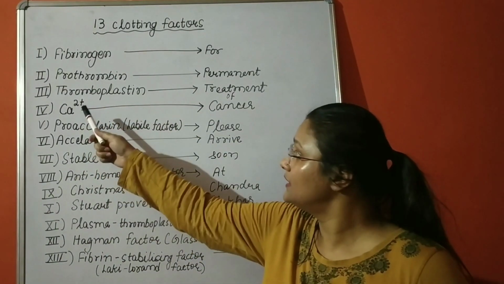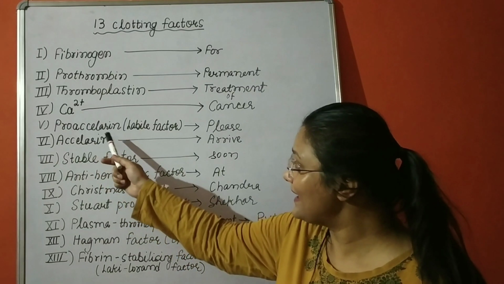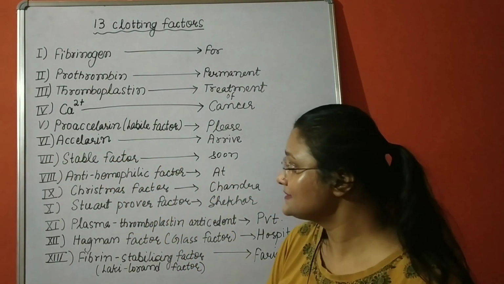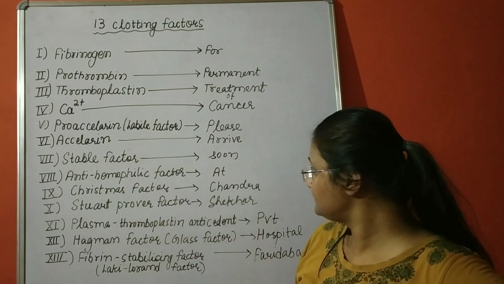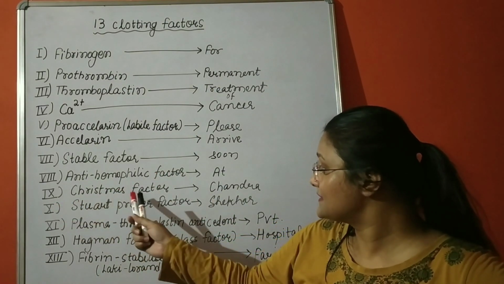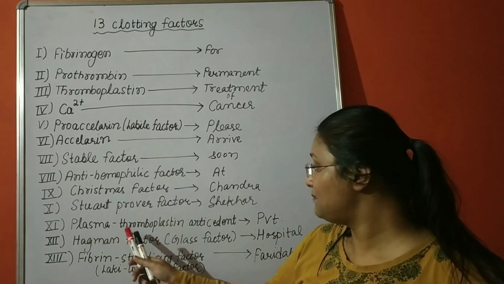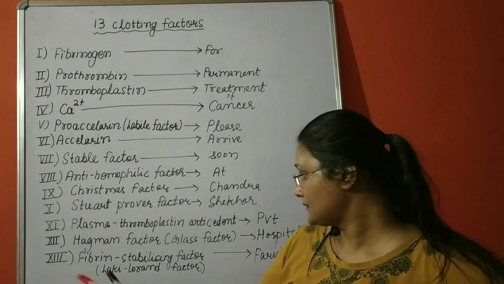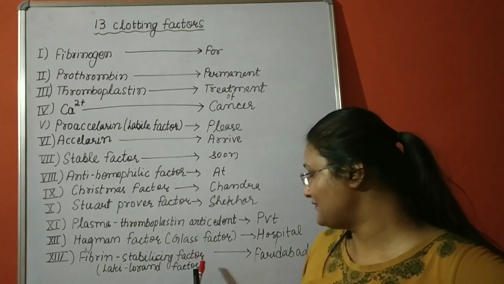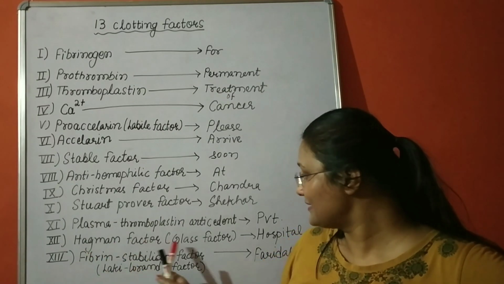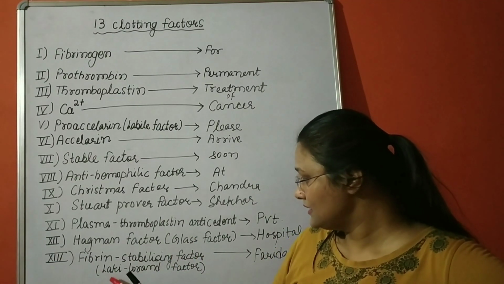Second was prothrombin. Third, thromboplastin. Fourth, calcium. Fifth, proaccelerin, which is also known as labile factor. Sixth is accelerin. Seventh is stable factor. Eighth is anti-hemophilic factor. Ninth is Christmas factor. 10th is Stuart-Prower factor. 11th is plasma thromboplastin antecedent. 12th is Hageman factor, also known as glass factor, and 13th is fibrin stabilizing factor, which is also known as Laki-Lorand factor.